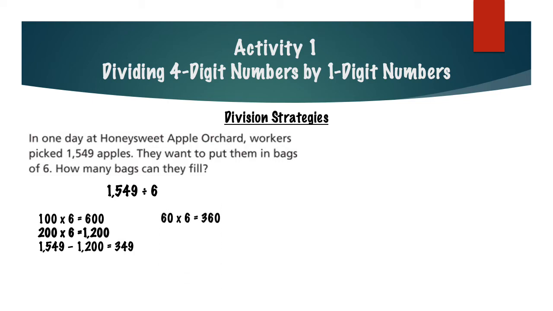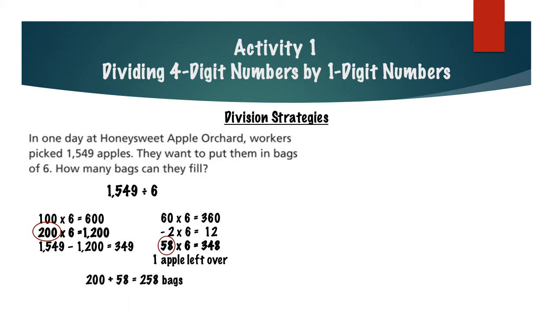60 bags times 6 apples equals 360 apples, which is 11 apples too much. 2 bags less would be 12 apples less, so 58 times 6 is 348 apples. There is only 1 apple left over, so you can't make another bag. And then you need to add up the bags. 200 plus 58 equals 258 bags.